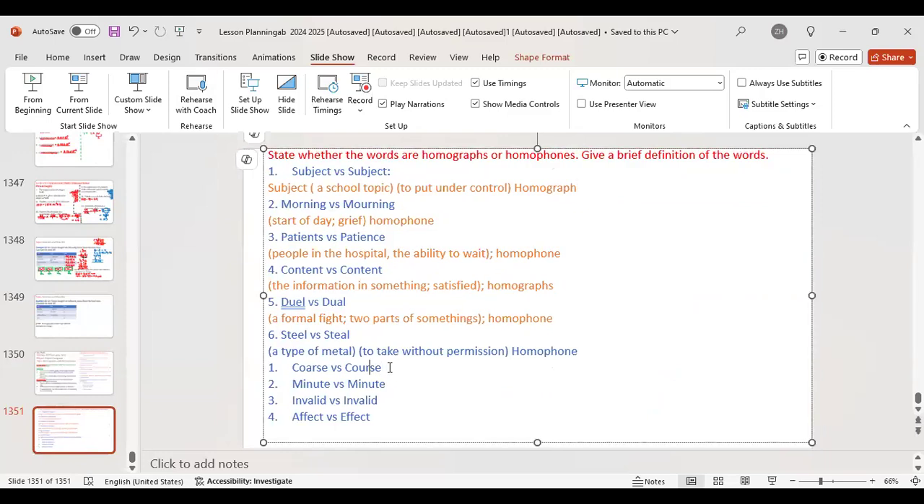Next, how do you pronounce these? Course and course. Very good. What's the first course? The feeling of being rough. Rough, very good. So rough texture, right? And then the second course is what? A route or direction. A process. A route, so a class or path, right?